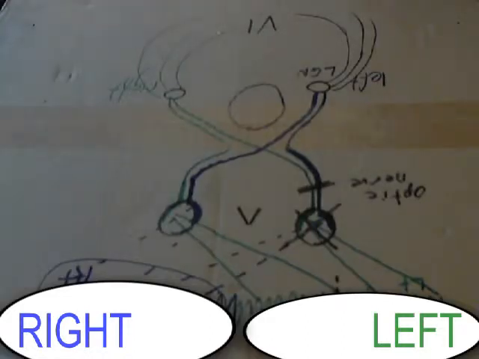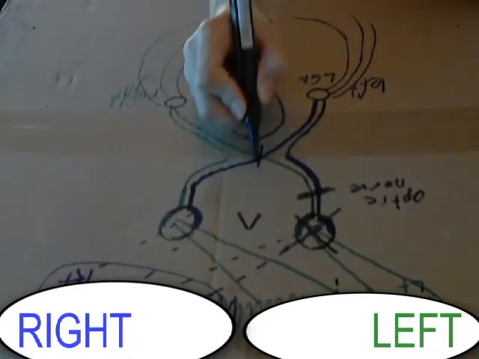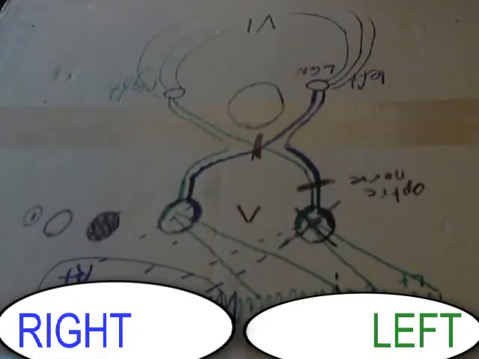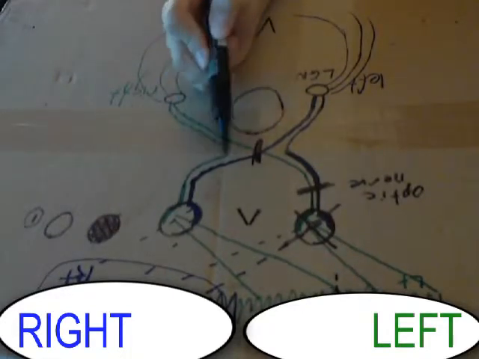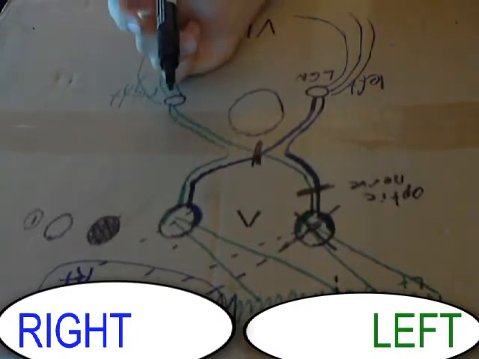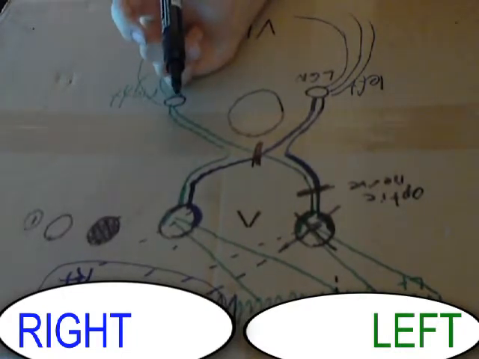Now, what would happen if the lesion is here? At the chiasm, we have the nasal fibers of the right eye and the nasal fibers of the left eye, correct? These blue ones and these green ones, correct? Now what are they seeing?